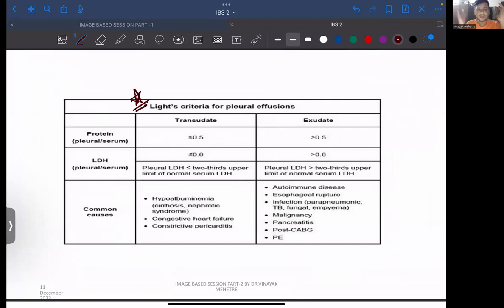We will understand it in layman's terms, in our own language. Exudative means thick, transudative means thin. If I want to increase the fluid thickness, I have to add something. Only if I add something to the water will it become thick. So in exudative pleural effusion, what will we see? More protein and more LDH.